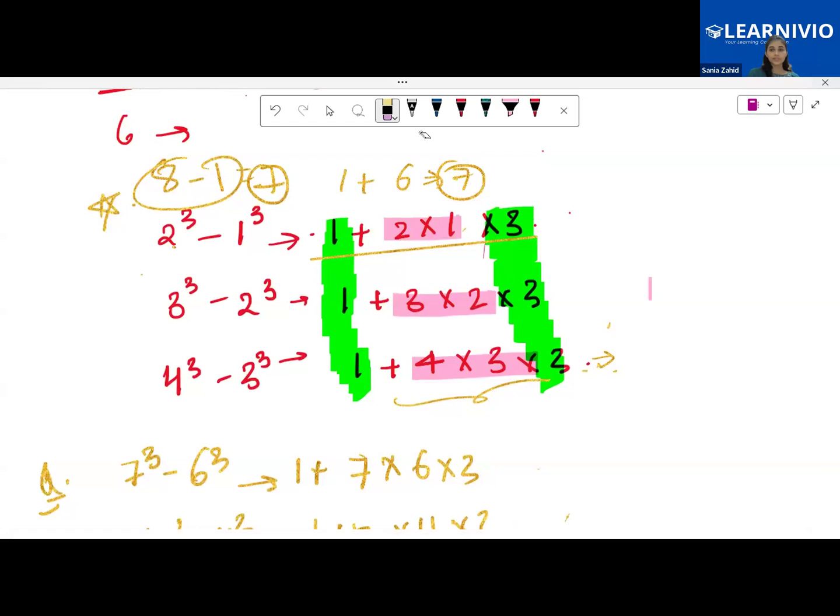Then the next pattern. What was the next pattern? Ma'am, if you're taking a number like 4 cubed minus 5 cubed, 1 will always be in the starting, and then we multiply these two numbers which are supposed to be subtracted. So 1 plus 4 into 5 into 3.